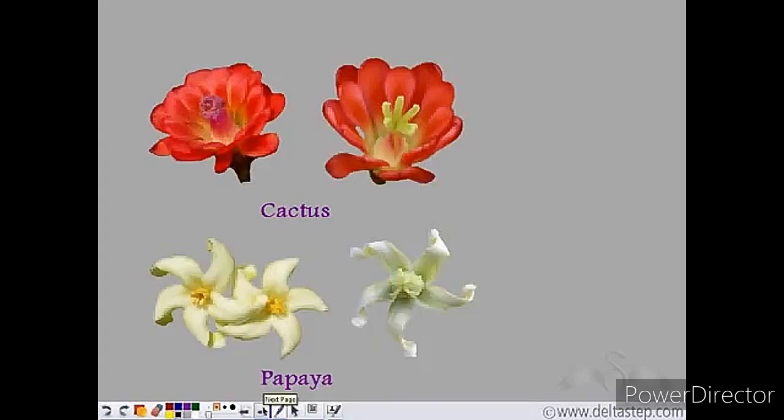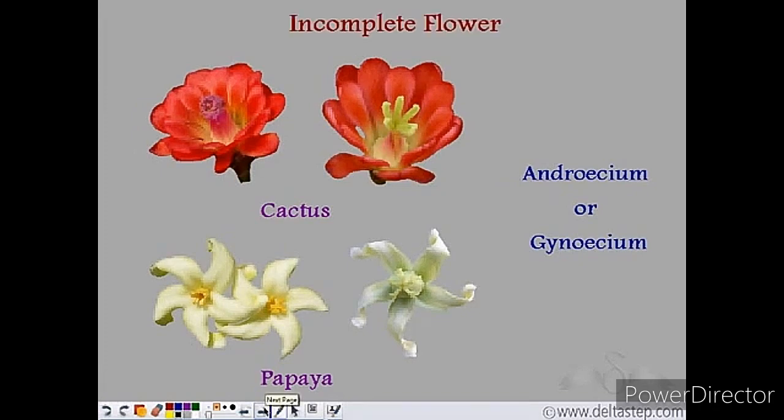Now, if you see the papaya flower, both these are papaya flowers. But this flower doesn't contain the gynoecium, and the next flower doesn't contain the androecium. So both these flowers lack either the androecium or the gynoecium. Since in both of the flowers the important parts are missing, it is known as an incomplete flower. Okay.